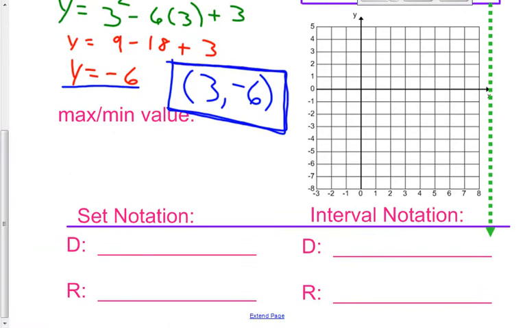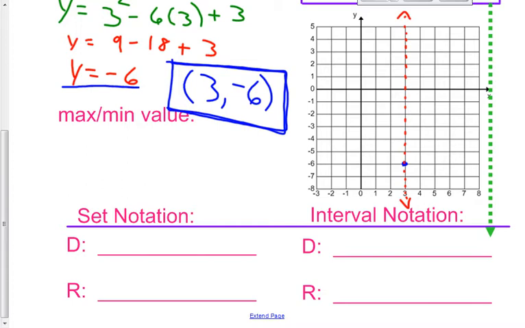So we're going to put in that 3, negative 6. Go right 3 and down 6. 1, 2, 3, 4, 5, 6. It's also good to put in the axis of symmetry, and that's always written as a dotted line. So put that axis of symmetry in by having that dotted line.